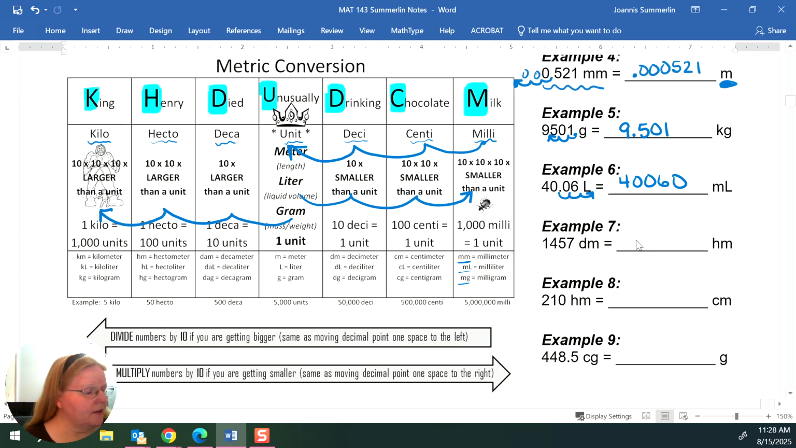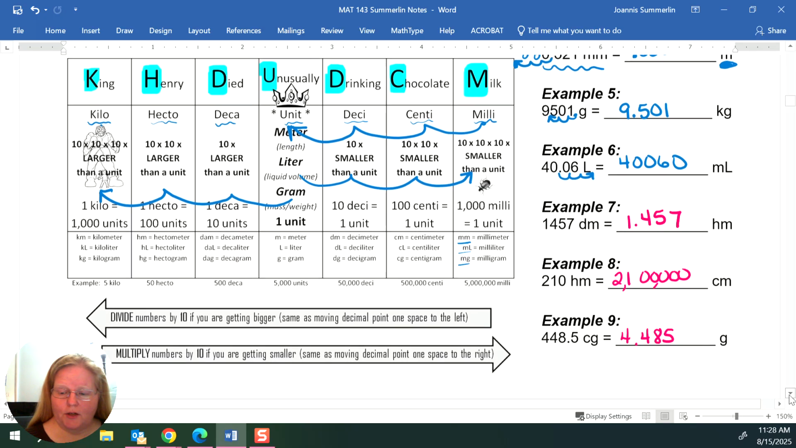You should have gotten 1.457 hectometers to 1,000,000, and then 4.485 grams. If you have a question, let me know. Feel free to email.